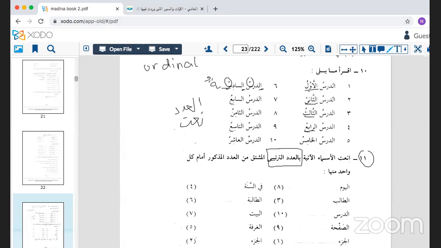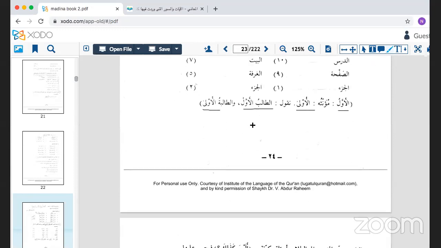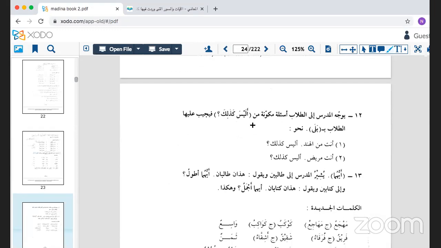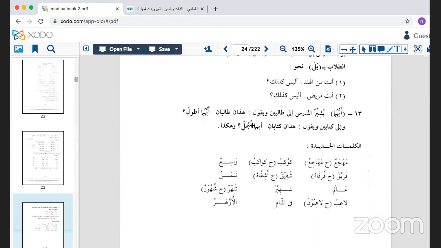So, Ustad, just to confirm, it's exercise 6, 7, and 11, right? Bi-idhnillah, naam, naam. Okay, and this is the last lesson for lesson 3, and that's correct? Yeah, that's right. I think we ended up rushing it in the end, but we covered most of the things.